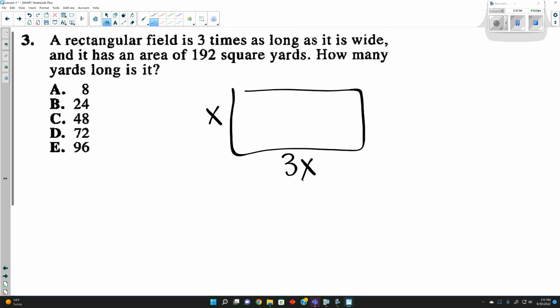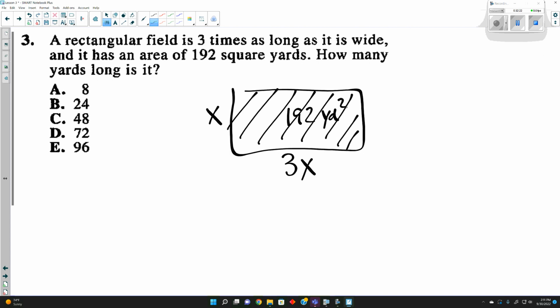And on a lot of the problems here, if it gives me some type of description, especially a shape or an object, I'm going to draw it. Because I don't know about y'all, but if I can visually see it, it's easier to work with. And it has an area of 192 square yards. So this whole thing here is 192 yards squared.